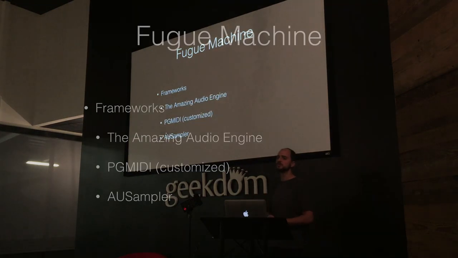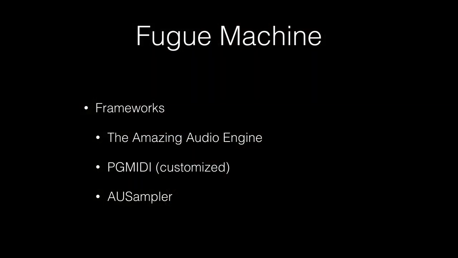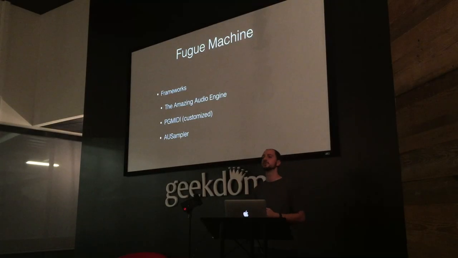Offer frameworks. So he used more frameworks than Ben did. He's using the Amazing Audio Engine, which we'll talk about in a little bit, which is a great framework that helps you set up your audio graphs and things within an iOS application. He used PG MIDI, he's customized it a little bit. That helps you manage MIDI connections in how your software is talking to other applications. And he used AU Sampler, which is an out-of-the-box sampler that just plays notes, ships with iOS since iOS 6.